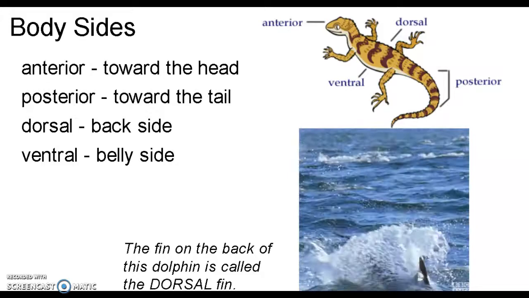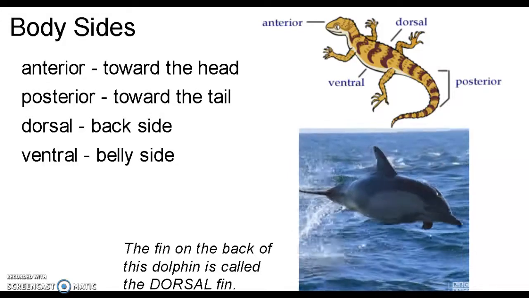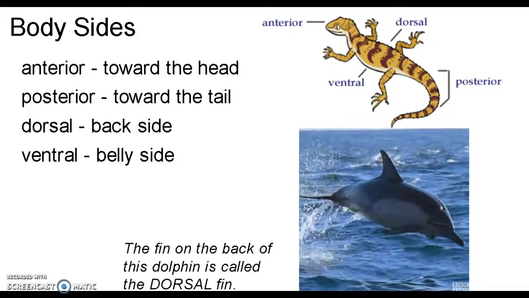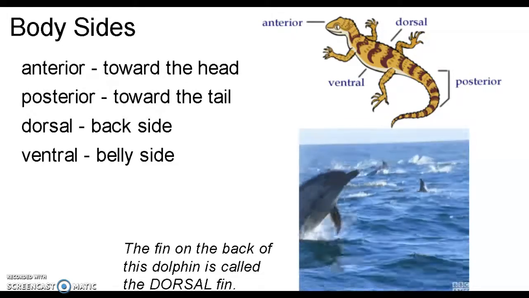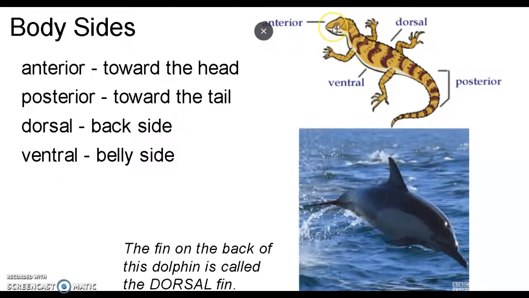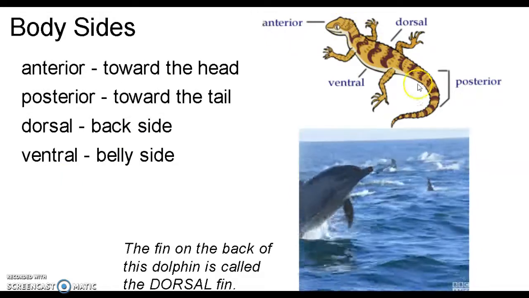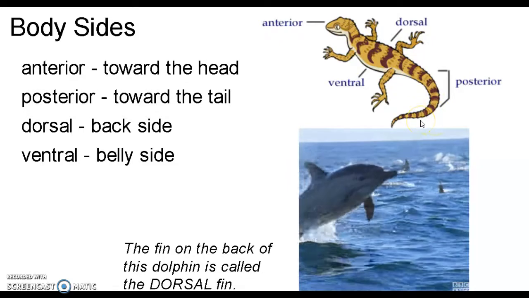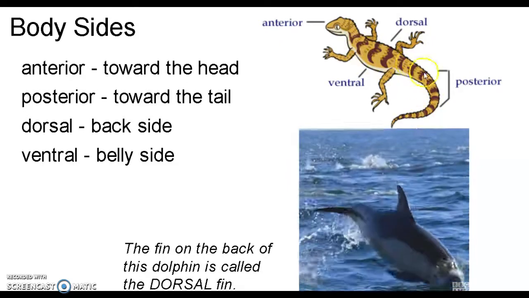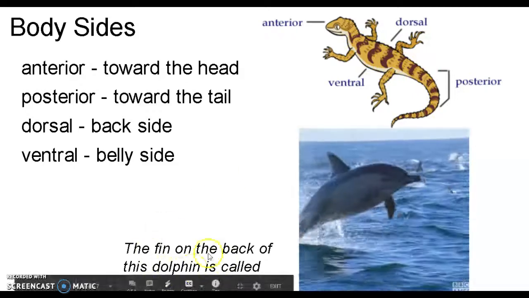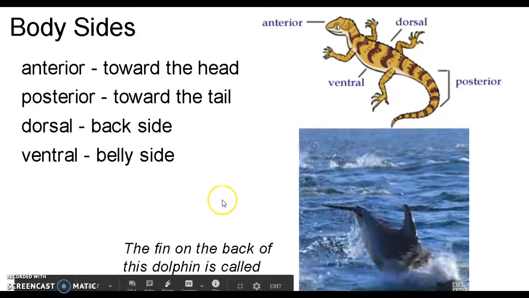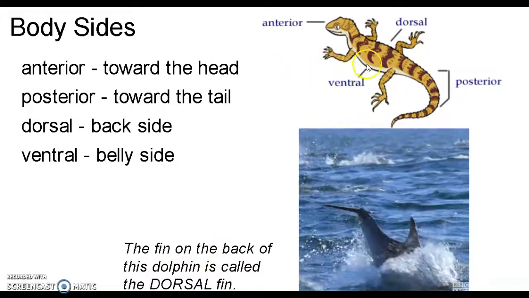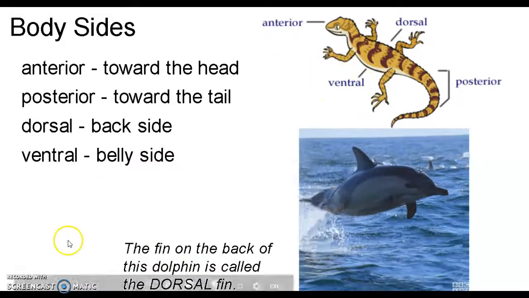So animals with bilateral symmetry have sides to their bodies. Anterior means towards the head, where the face is. Posterior means towards the tail. Dorsal is the backside, which is why the fin on a dolphin and on sharks' backs is called a dorsal fin. It's because it's on their back. And ventral is along the belly.